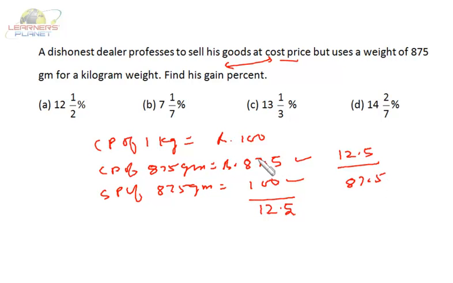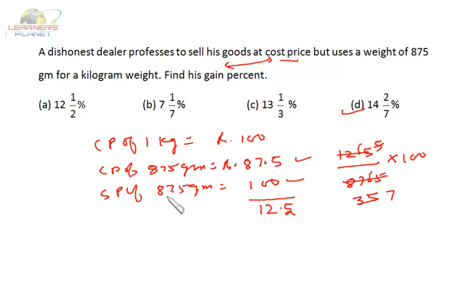We have to choose the right cost price. We cannot choose this cost price, as he's selling 875 gram actually, not 1 kilogram, and this is the cost price for 1 kilogram. So we are choosing the true cost price, that is 87.5, and the profit is 12.5, into 100. So we'll be getting the profit percent. So it is 100 by 7, or we can say 14 2 by 7% profit.